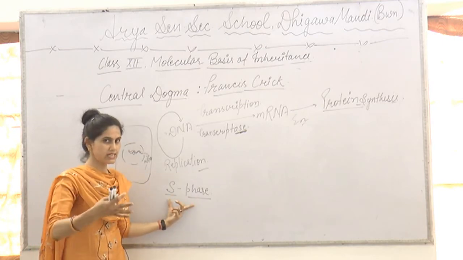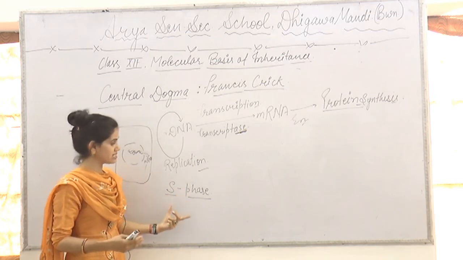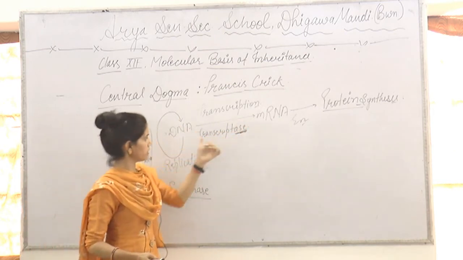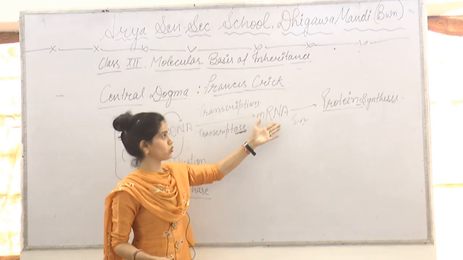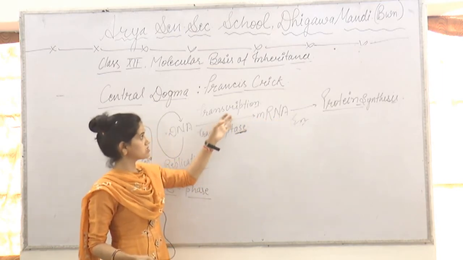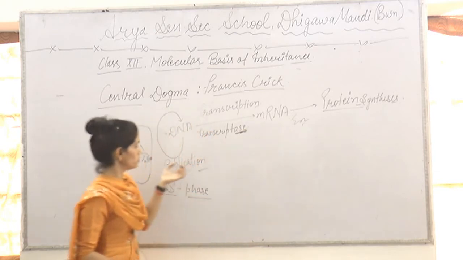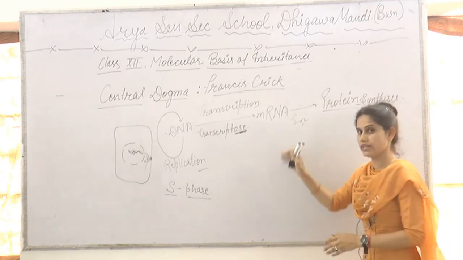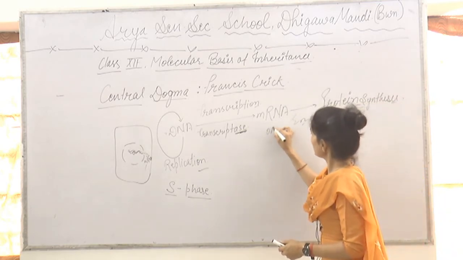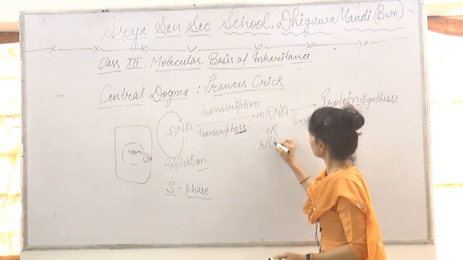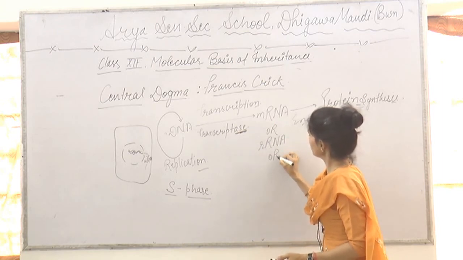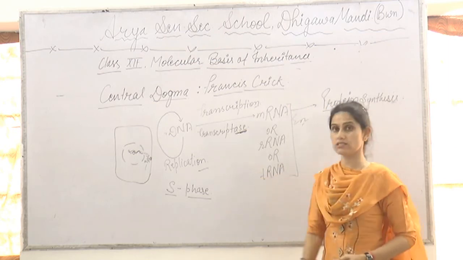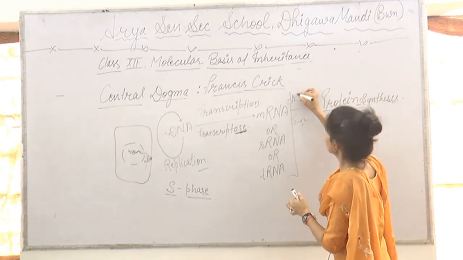Replication happens in the S phase of the cell cycle, and after replication, DNA converts into mRNA, and the process is known as transcription. mRNA comes out of the nucleus and there is the formation of protein. Not only mRNA, along with mRNA we also have rRNA and tRNA. These three together synthesize protein. This process is called translation.